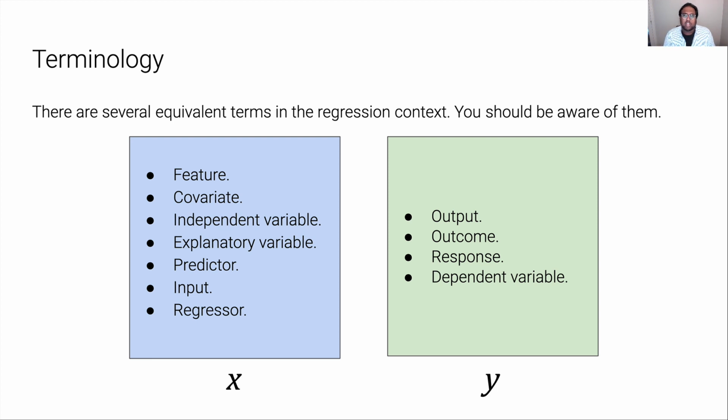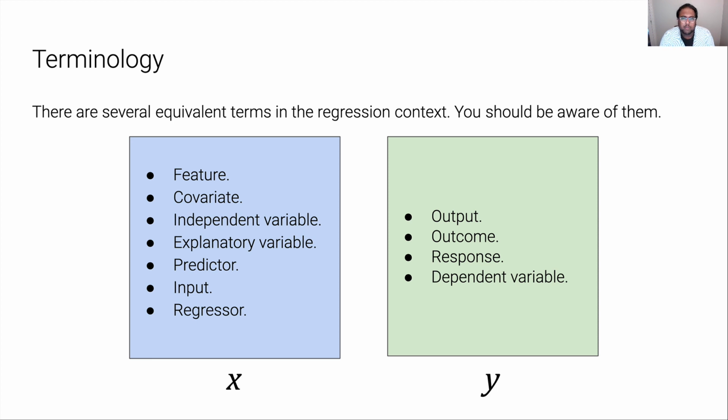In the context of linear regression, there are many equivalent terms that are used, and this slide outlines all of them, and you should be familiar with each of these equivalent definitions for our purposes. So our input variables, x, often go by the names features, covariates, independent variables, explanatory variables, predictors, inputs, and regressors. All of those things refer to our x, or our inputs. Other names for our y values include outputs, or outcomes, or response, or dependent variables.